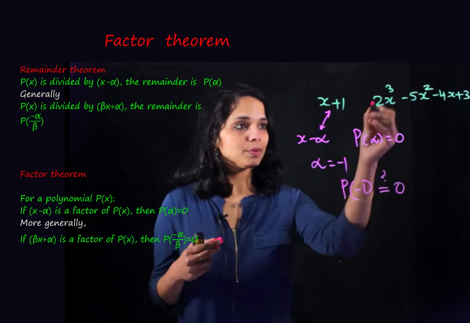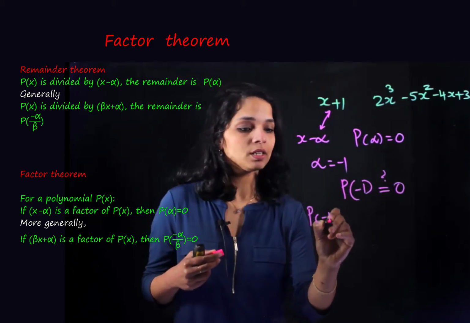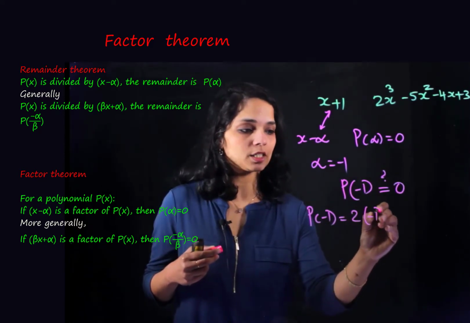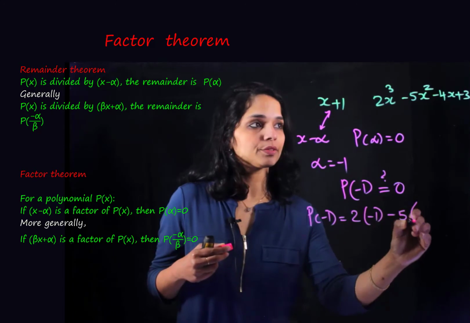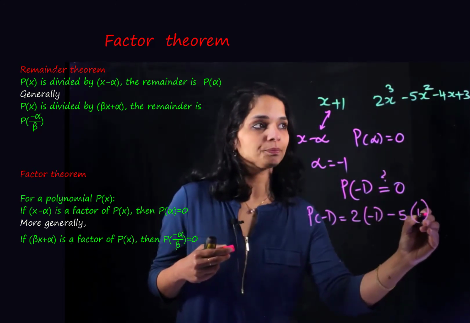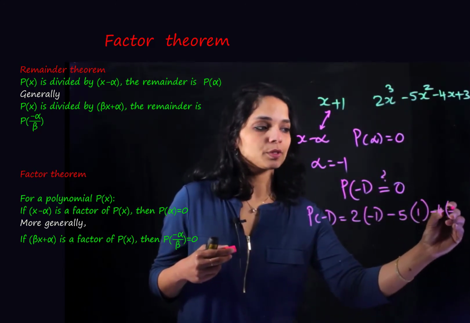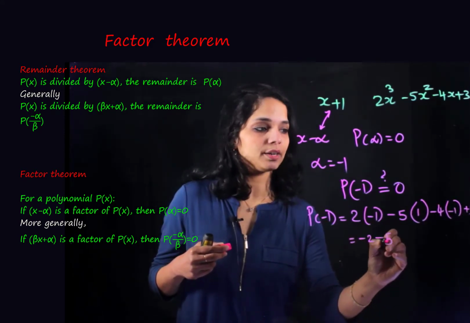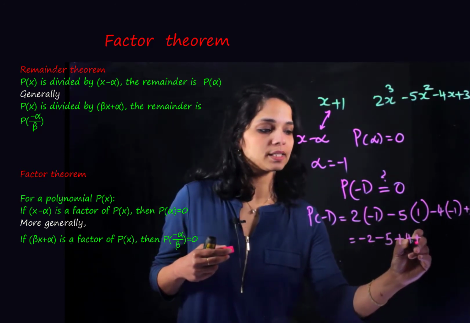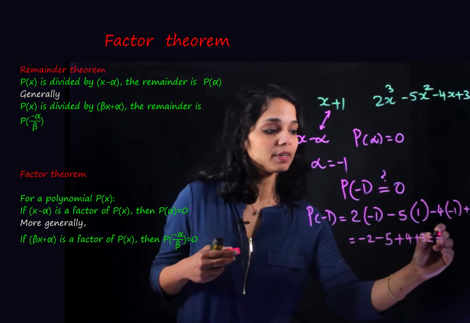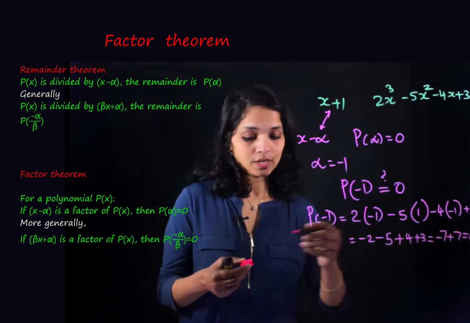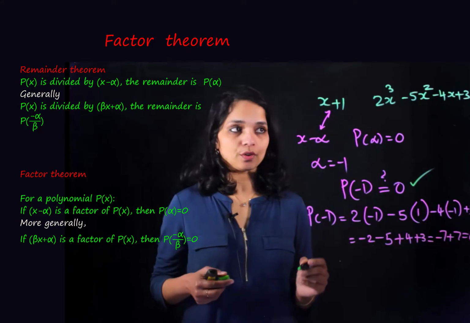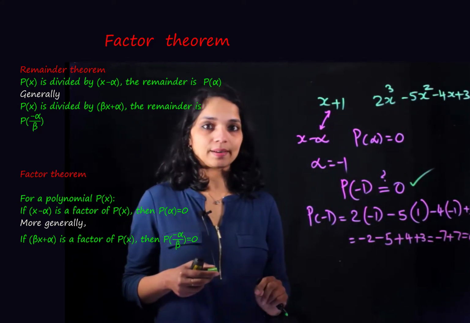Okay, let's find p of minus 1. P of minus 1 equals 2 times minus 1 cubed. Minus 1 cubed is minus 1. Minus 5 times minus 1 squared is minus 5 times 1. Minus 4 times minus 1 is plus 4, plus 3. So that's minus 2 minus 5 plus 4 plus 3, which equals minus 7 plus 7 equals 0. So that means p of minus 1 equals 0 and x plus 1 is a factor.